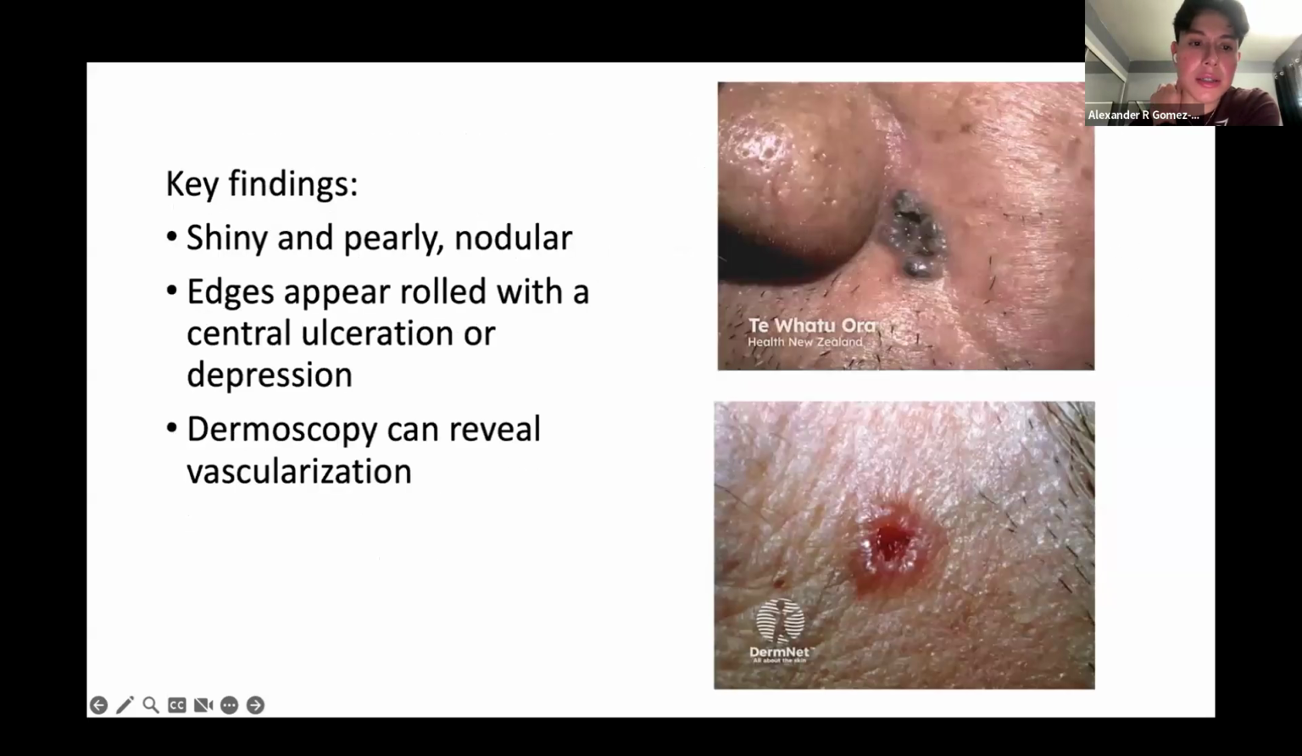And so on dermoscopy, what you'll see is this very fancy tool that allows you to see very close up to the skin. You'll see the telangiectasias, which are caused by vascularization, leading to more vessels being prominent. So that's what telangiectasias are, these very small vessels around an area. And you see this shiny pearly nodule with central ulceration consistent with BCC.